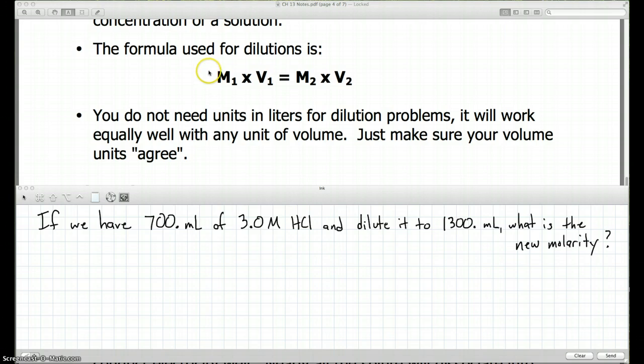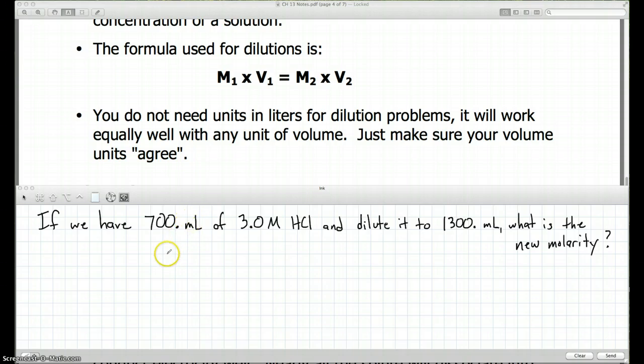With dilution questions, we know that we have 4 variables here, M1, V1, M2, V2, and one of them will always be missing. So we'll always have 3 out of the 4, and we'll be looking for that missing 4th variable.